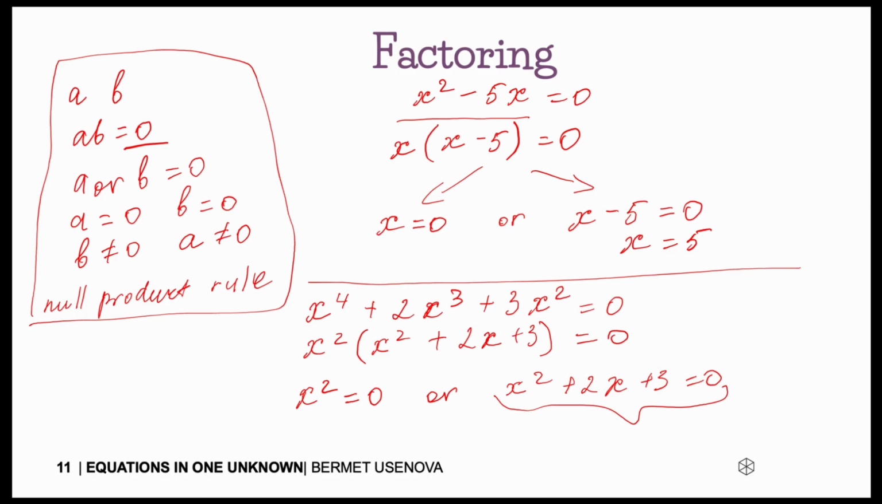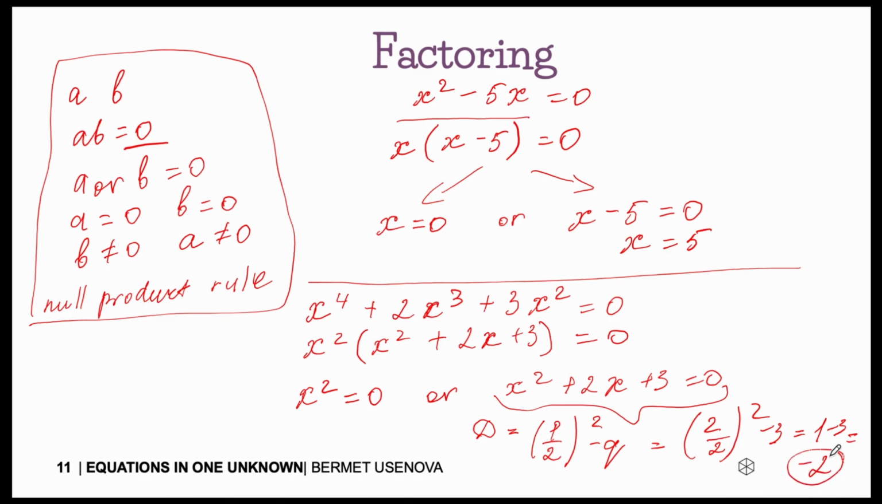So let's calculate the discriminant with the formula. b divided by 2, squared, minus q will be 2 divided by 2, squared, minus 3, which is 1 minus 3, and it is minus 2. You remember, if we have a discriminant smaller than 0, then we have no roots. So it means that we don't have roots here. Then the only answer we get will be x equals 0. So the solution set of this expression will be 0.